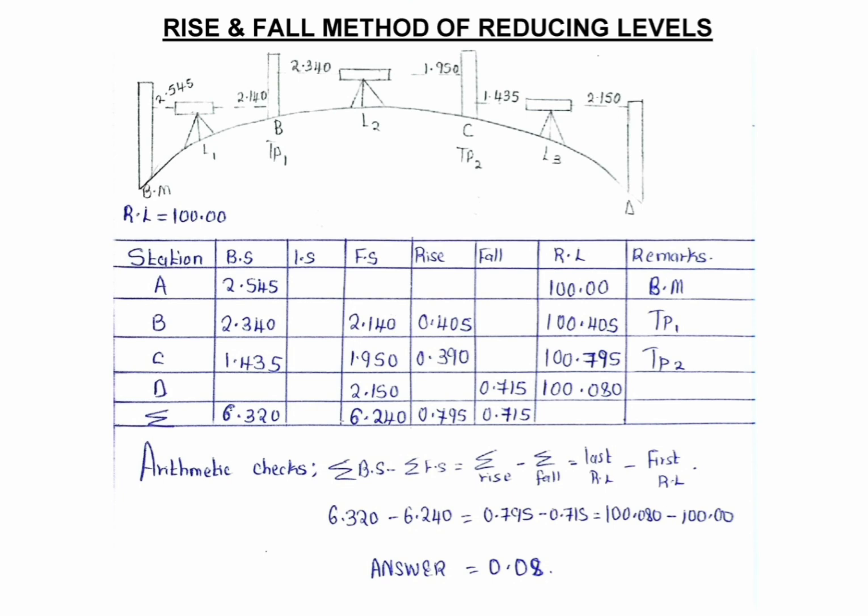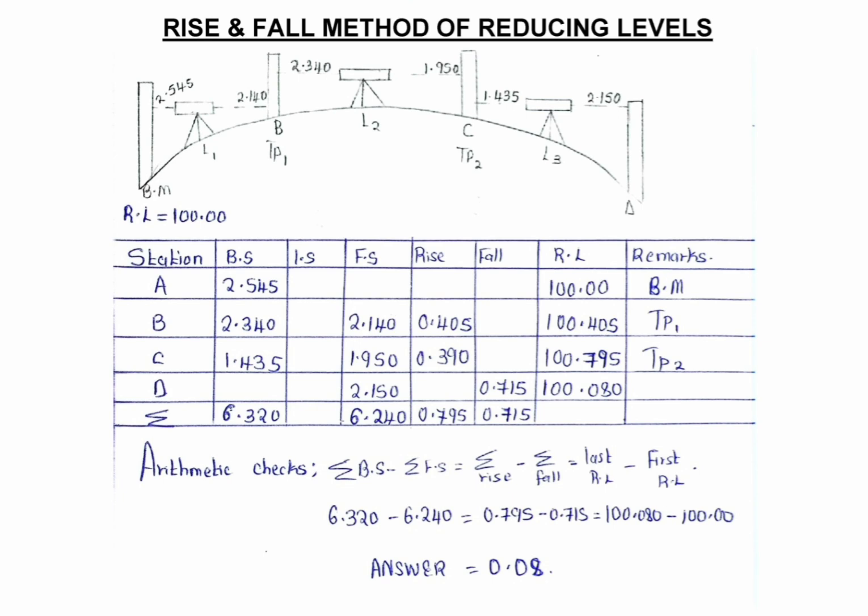For the backsight reading, always remember that after you set your machine, the first reading taken is the backsight reading. So at station A, when the level was set at L1, the backsight reading was recorded as 2.545. According to our example, there are no intermediate readings taken. The last reading that the observer took from station A was 2.140, which is a foresight reading on station B.